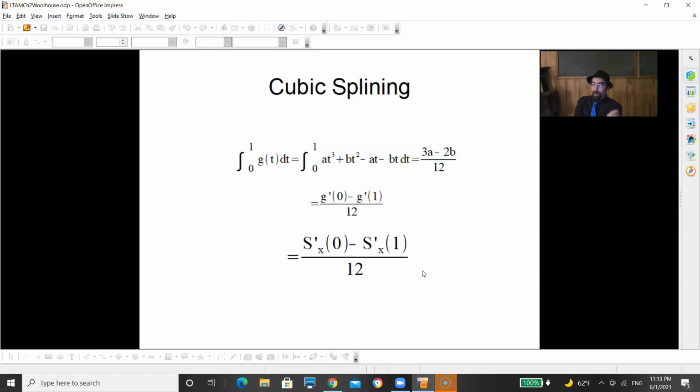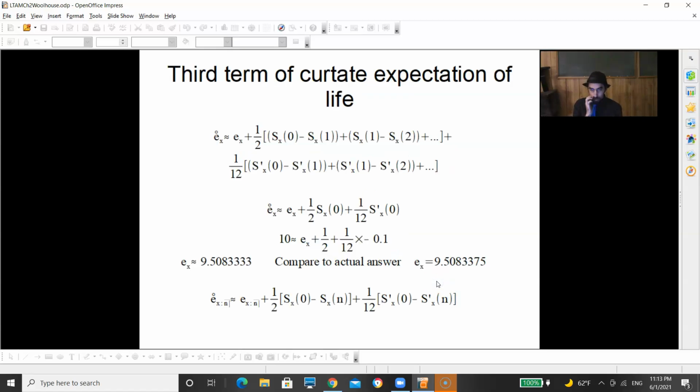Actually, you don't even need to know that, but this makes it an easy one step for what you need to know. And this helps you visualize, okay, if my function is curving, this is how the curvature affects the approximation. I can say 1/12 difference of derivatives. Because now what I'll say is complete expectation of life is approximately Curtate expectation plus trapezoidal correction, right, the 1/2 difference of survival functions, plus 1/12 difference of derivatives of survival functions.